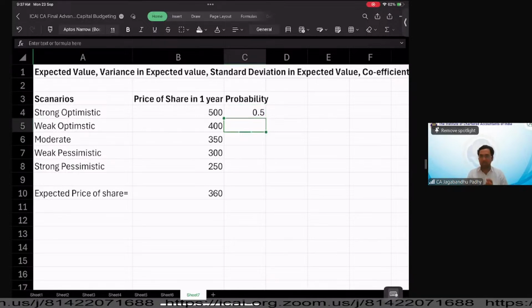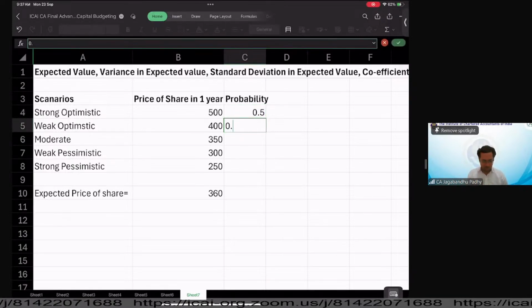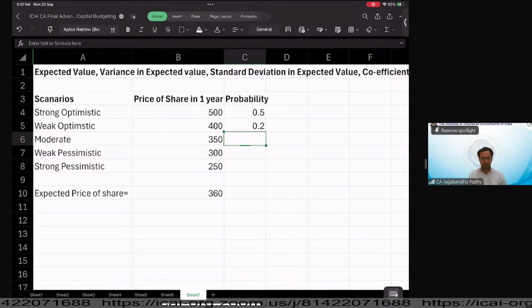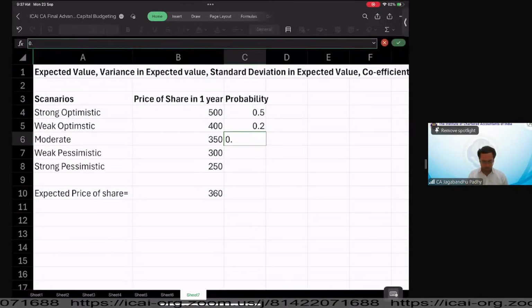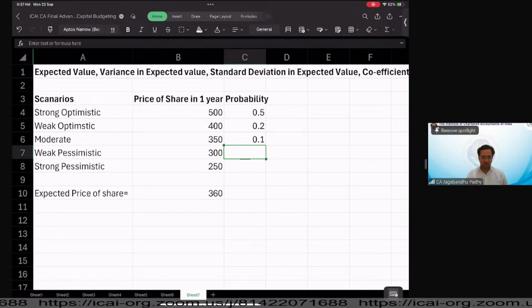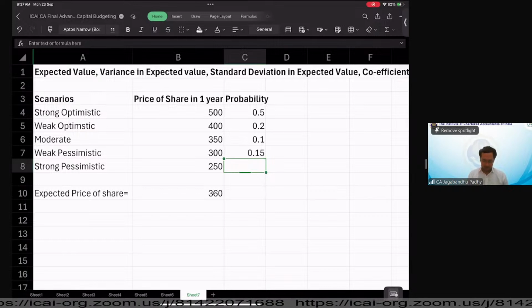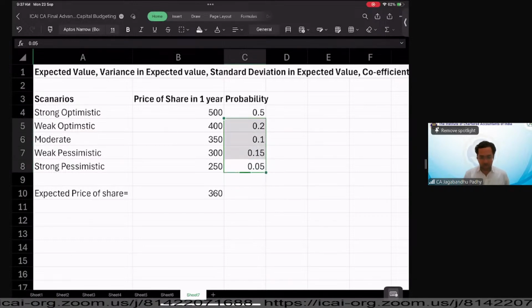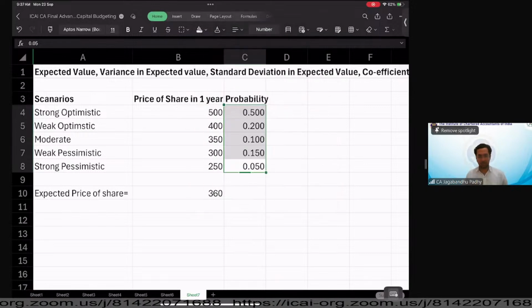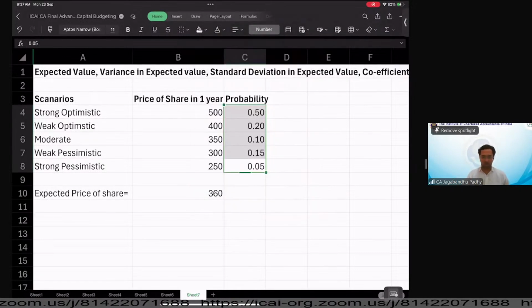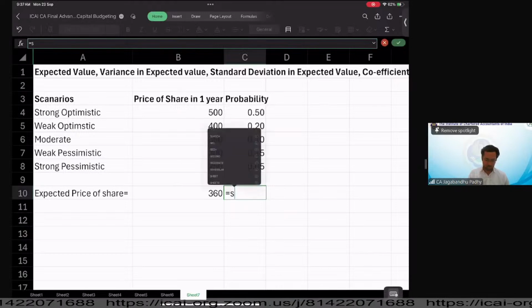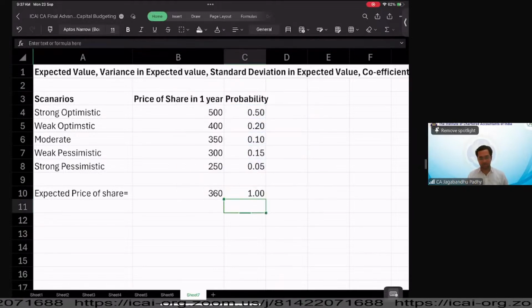Then weak optimistic, we expect it to be around, let's say, 20% chance. Moderate, we expect it to be around 10% chance. Weak pessimistic, we are expecting this to be around 15% chance. And the very bad scenario has a probability of 5%. Okay. So can you tell me what will be the total of the probabilities? It's always going to be 1.